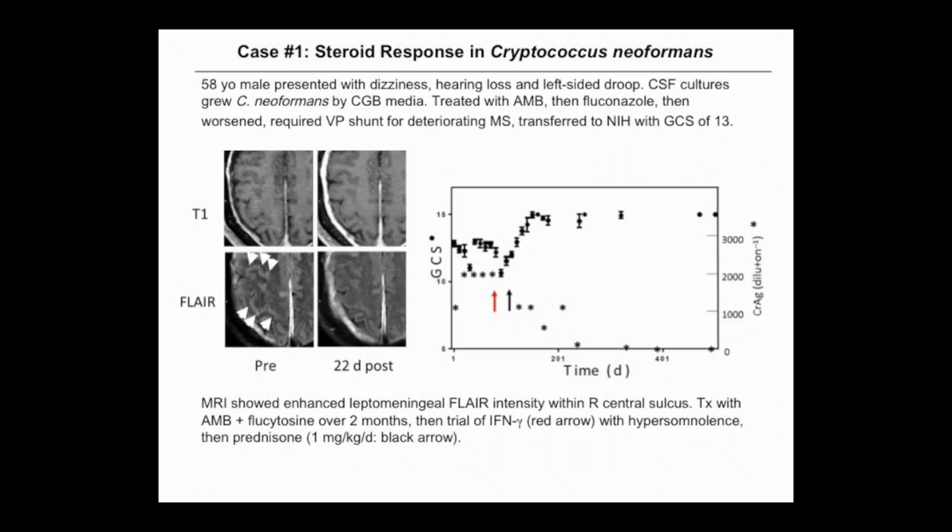CSF cultures grew Cryptococcus. He was treated with standard therapy, amphotericin, then switched over to fluconazole, and then he worsened. I think a lot of times in non-HIV patients, we give about 4 to 6 weeks of amphotericin, as Dr. Bennett talked about yesterday. And then as we switch over to fluconazole, often that's about the time they worsen.